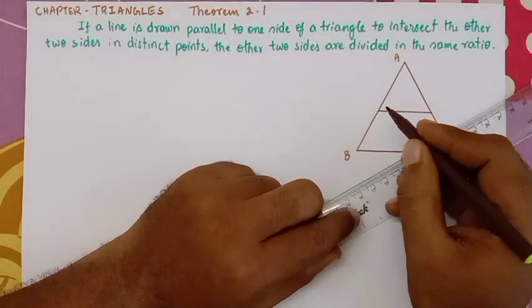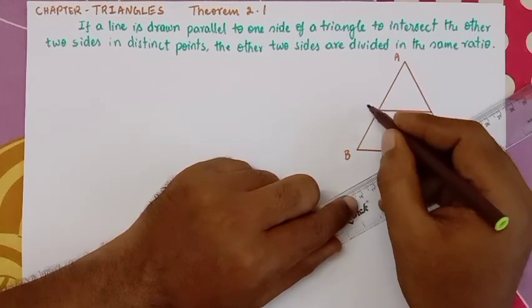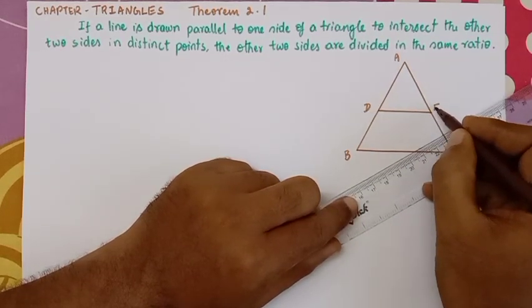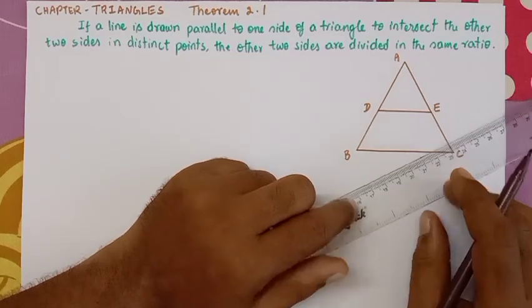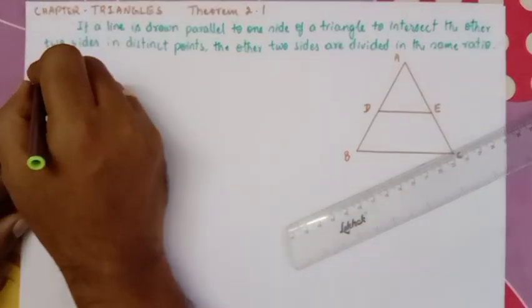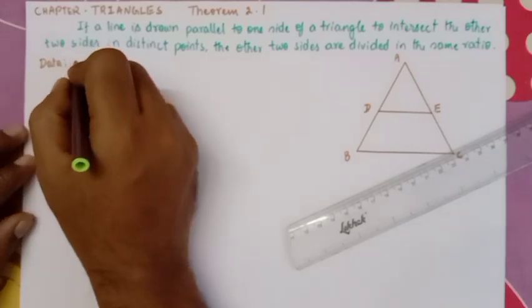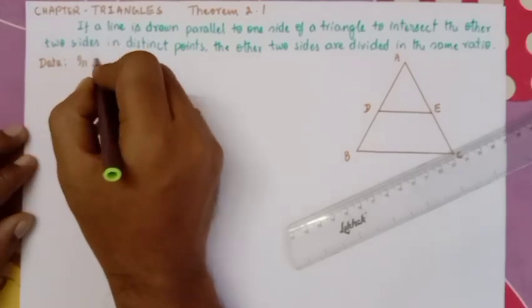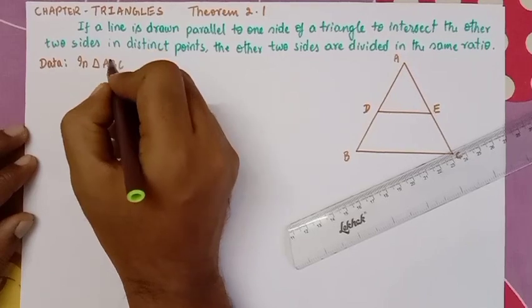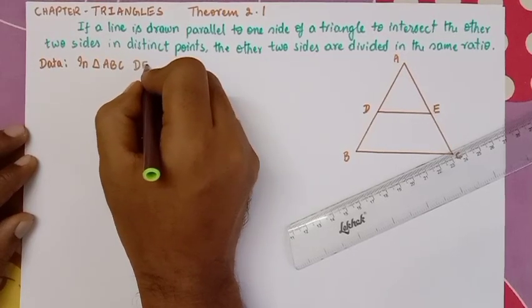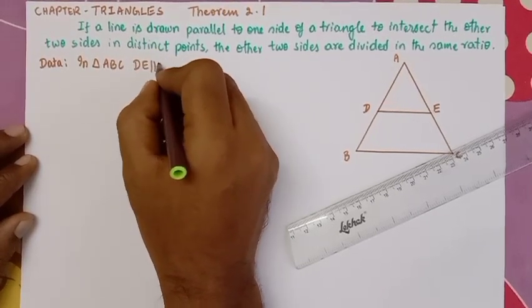So let me name it as DE. A line DE is drawn parallel to BC. So what is the data here? The data is: in triangle ABC, DE is parallel to BC.